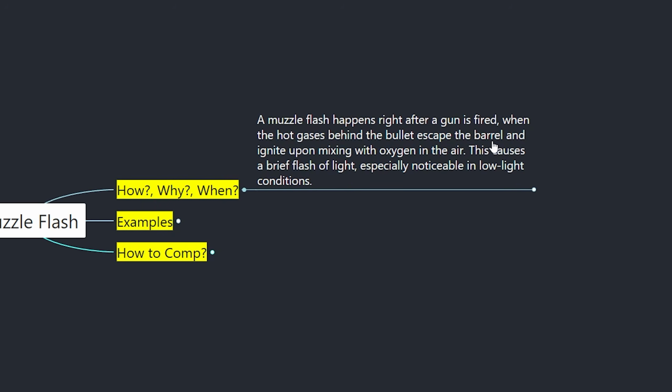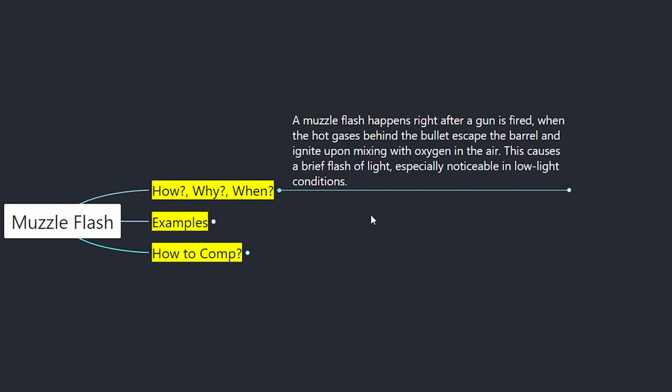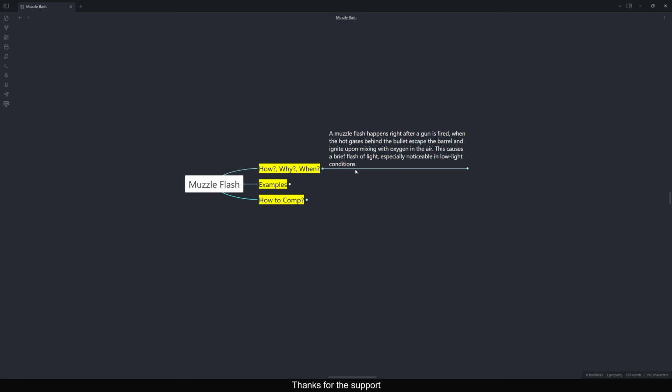Okay, that is the first thing. Why it's happening: because inside the gun, when the hot gases behind the bullet escape the barrel and ignite upon mixing with the oxygen in the air, this causes a brief flash of light, especially noticeable in low light conditions. So basically, inside the bullet we have gunpowder. The gunpowder is igniting, exploding inside the gun, and when it escapes from the barrel we see that flash and the smoke, all those things together.